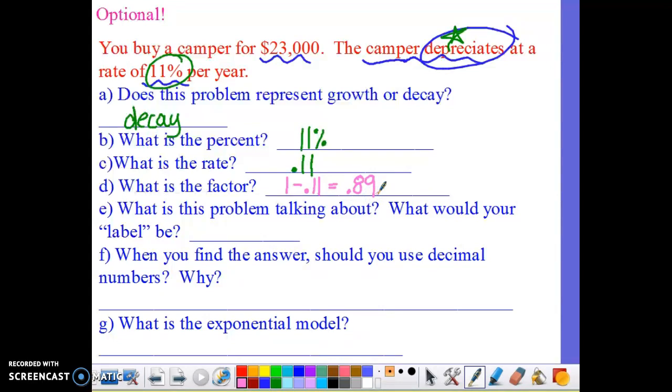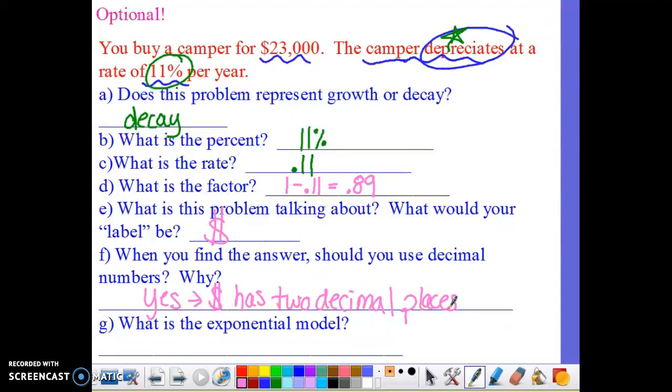Next question says, what is this problem talking about? What would your label be? Well, we're talking about the value of a camper. So we're talking about money. Should you use decimals? Yes. Why? Because money has 2 decimal places. Not 1, not 3. It has to have 2 decimal places.